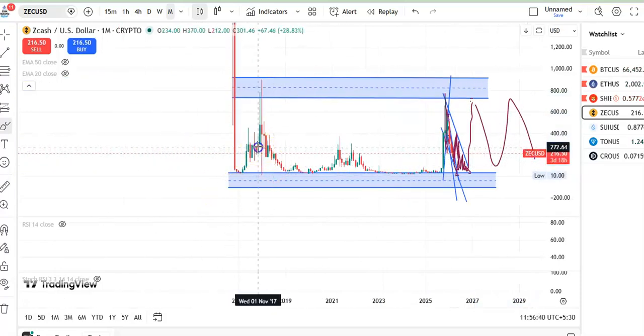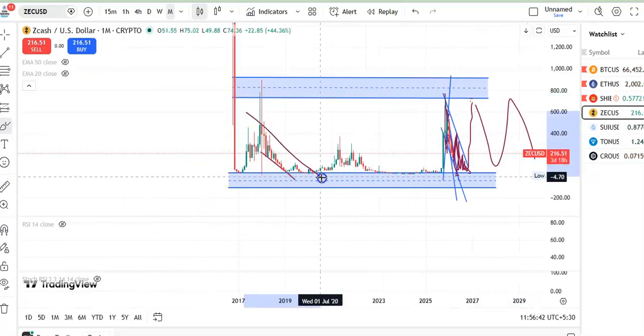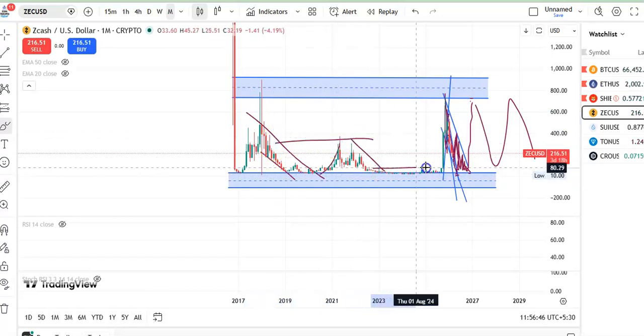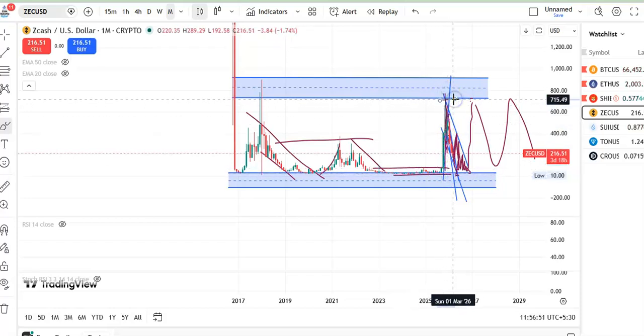So previously you can see after this fall the breakout happened, candles went up. Okay, and then again the fall happened, then it was moving sideways, and then the breakout happened, the candles started moving in an upward direction. You can see that very clearly.